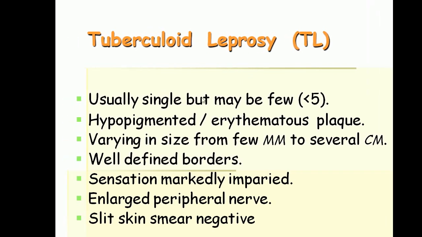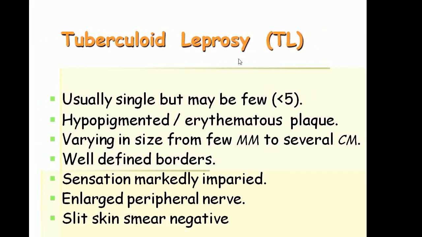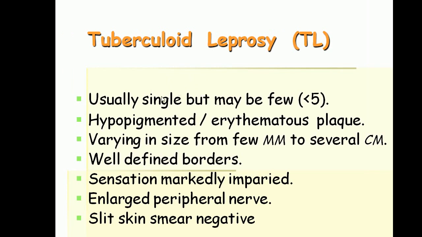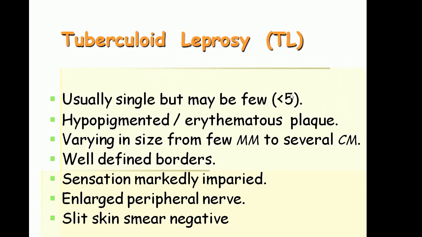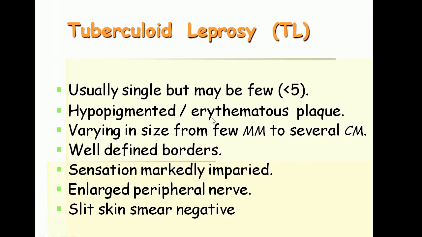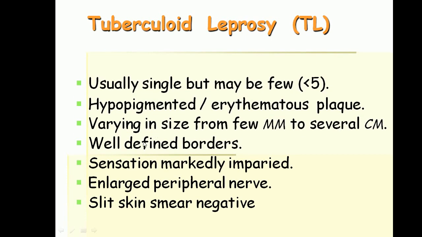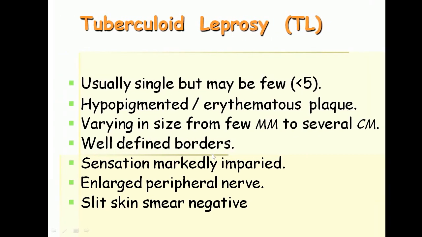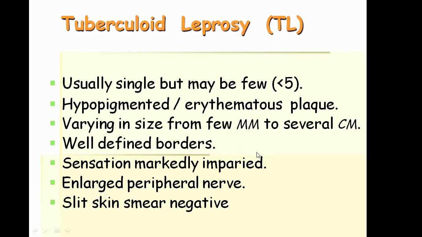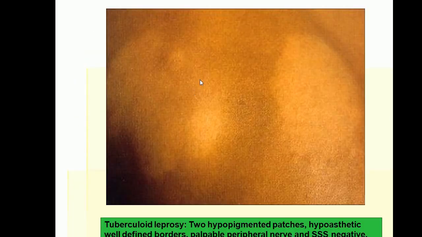Now to the tuberculoid type. In tuberculoid, because of high cell-mediated immunity against the bacilli, the patches are few, usually less than 5, and the patches are hypopigmented erythematous plaques, varying from a few centimeters to several centimeters. The borders are well defined, and the sensation is impaired. Why is the sensation impaired? That is because granulomas are formed in the skin, which impair the nerve impulse transmission, and the part becomes devoid of sensation, while the slit skin smear is negative.